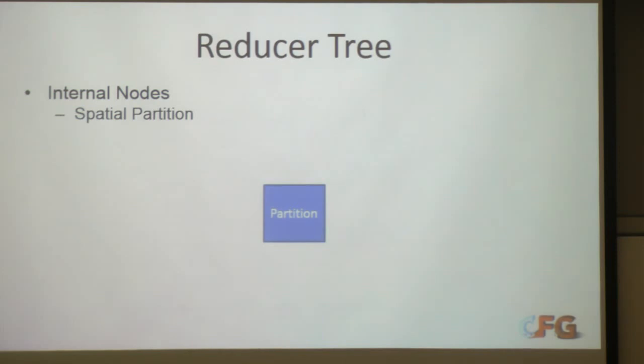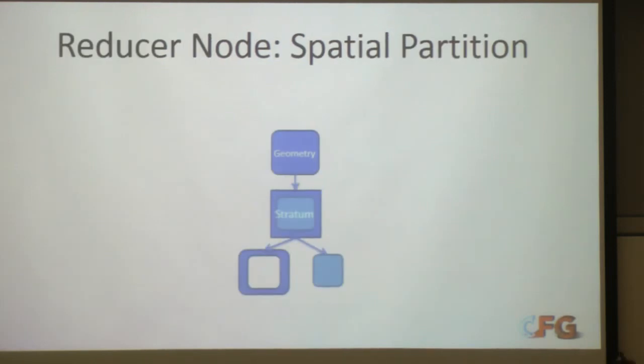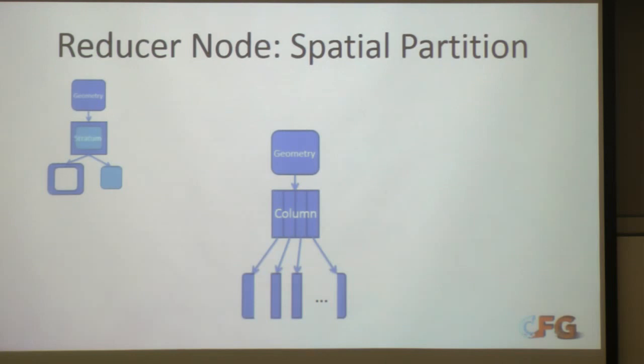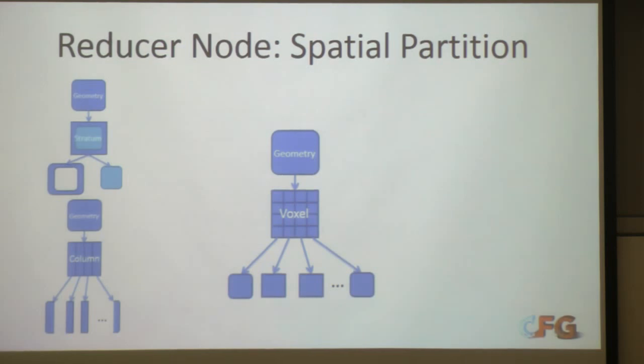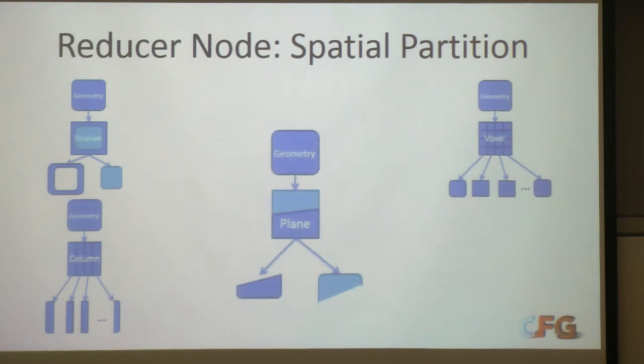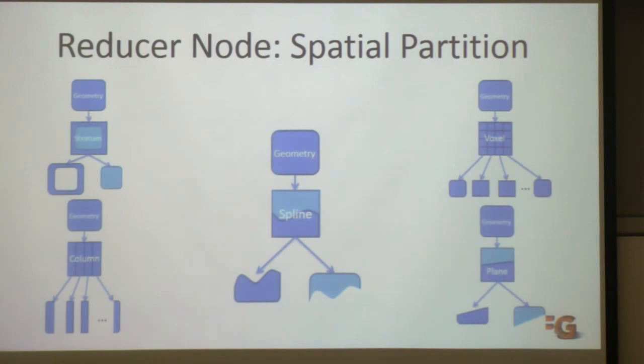We analyzed a number of different algorithms, and we looked at what the typical types of partition nodes are that people use. One of the more interesting ones is the stratum node. The stratum node is going to take arbitrary geometry and some parameter for shell thickness, and it's going to return two pieces of geometry, the external shell and the internal core. Column subdivision is going to take geometry and subdivide it into columns. The voxel data structure is going to subdivide the geometry according to some voxel grid. The plane data structure is just going to cut the geometry with a plane, and spline subdivision is going to separate the geometry using some spline.